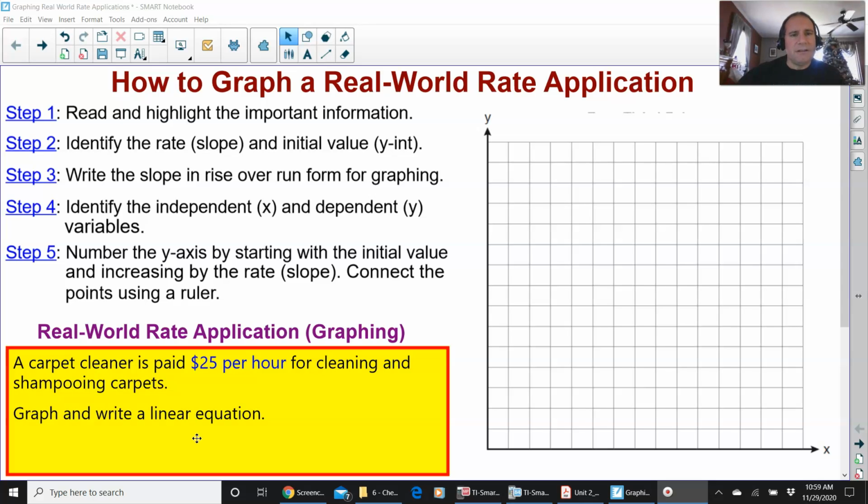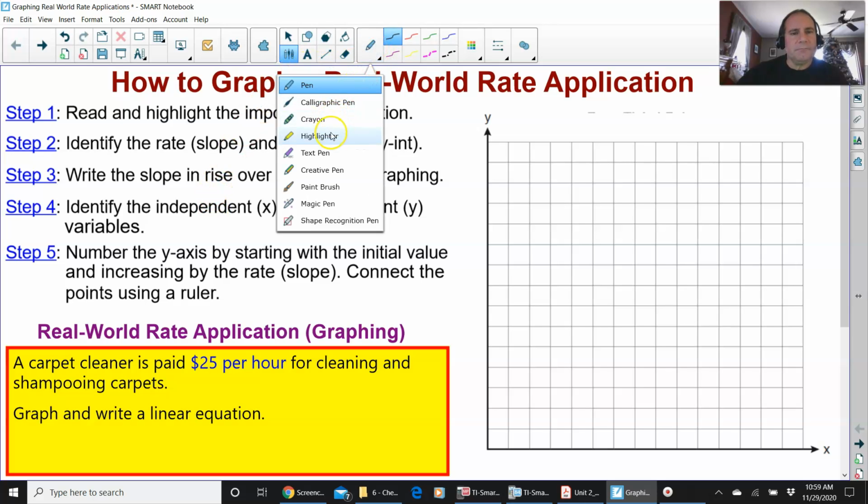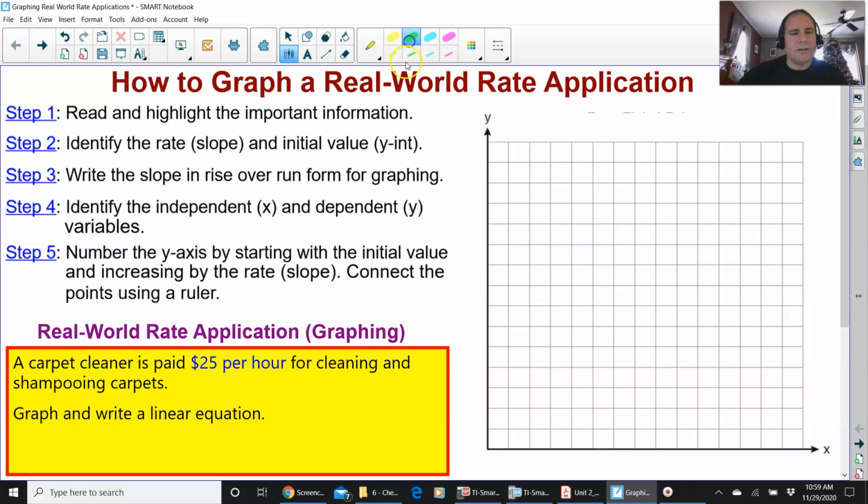So this is the question right here. On the bottom, a carpet cleaner is paid $25 per hour. And we are going to go to the highlighter right now, and $25 per hour is the important information right here. $25 per hour. So that means the slope, your rate, is 25.